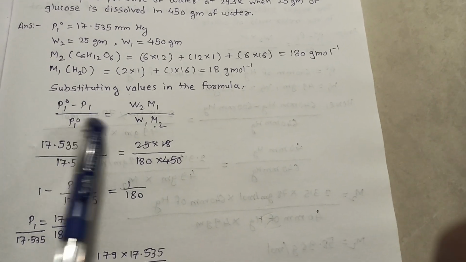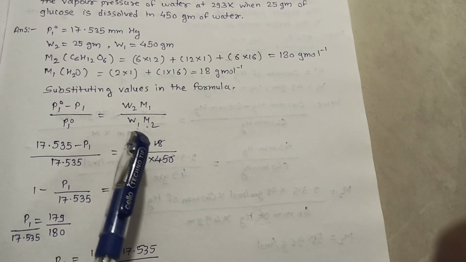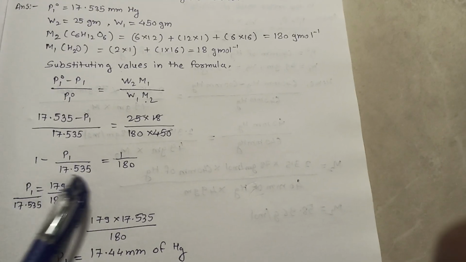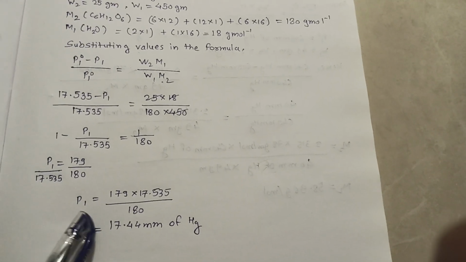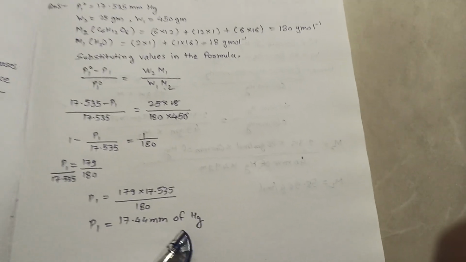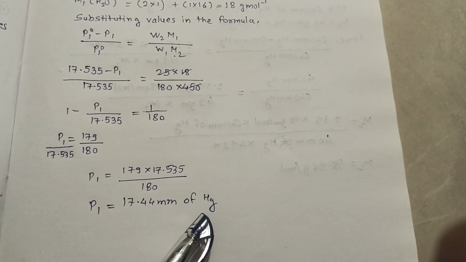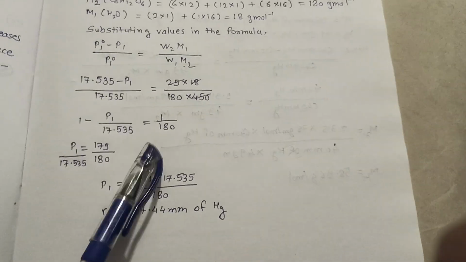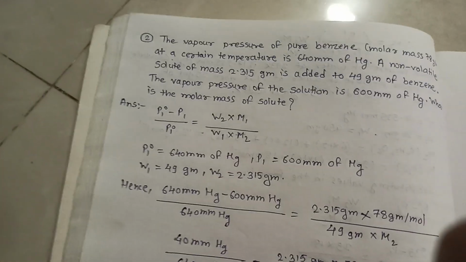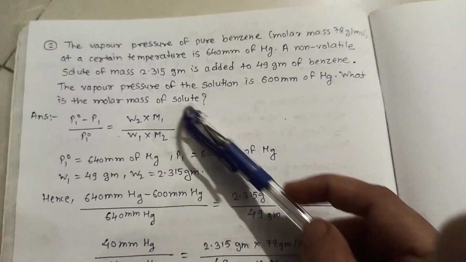So we wrote this formula: P1 naught minus P1 divided by P1 naught is equal to W2 M1 divided by W1 M2. Just put the values, and after putting these values we are getting the answer of P1 as 17.44 mm of Hg. So we can calculate pressure of solvent as well as pressure of solution using this formula. Then in the next numerical, we are going to see how to calculate molecular weight of solute.